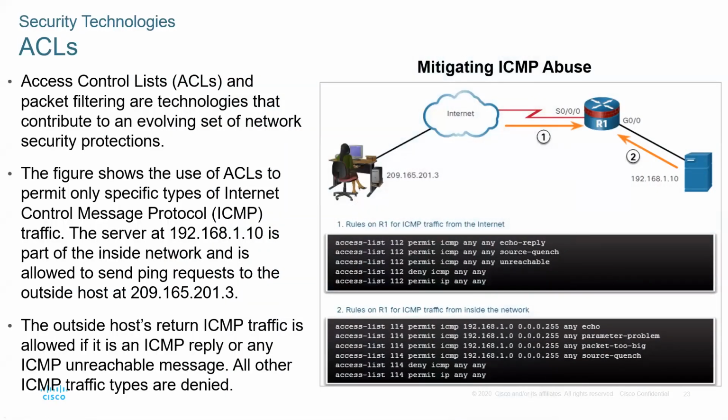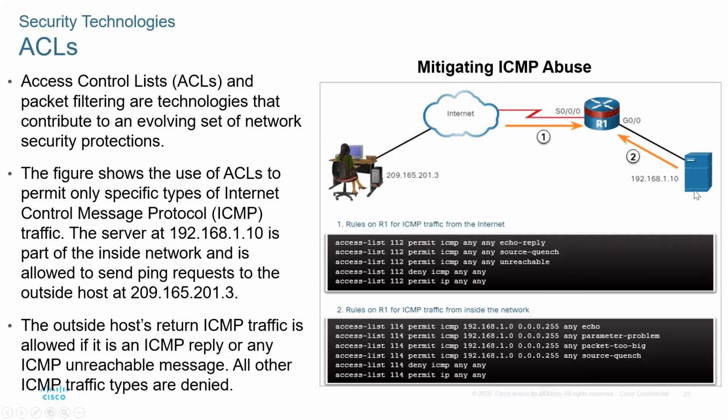So there are different ways that we use to mitigate this type of thing. ACL, or access control lists, is a packet filtering technology used to contribute an evolving set of security protections. This figure shows how they use ACLs to permit only Internet Control Message Protocol, or ICMP traffic. The server at 192.168.1.10 is part of this inside network, which you see here.